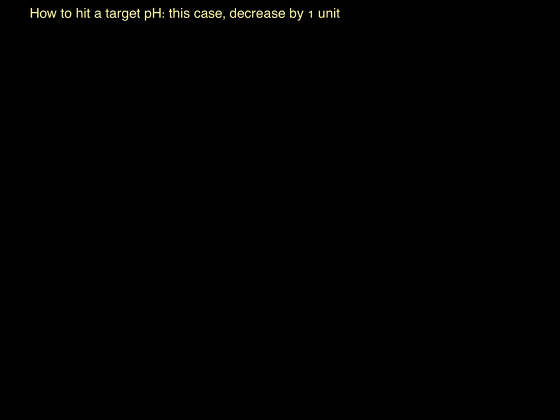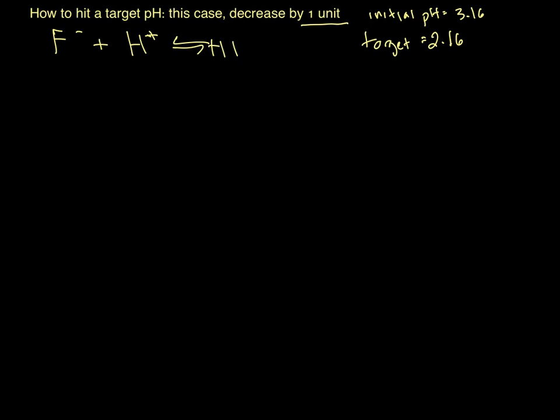Now, probably the most important part of this video is how to hit a target pH. In this case, we're going to try to decrease our pH by 1 unit. So our initial pH, if you remember, was 3.16. Now the target that we want to hit is 2.16. So let's look at our equation again. We still have F minus plus H plus makes HF. But this time we're going to do this more mathematically.